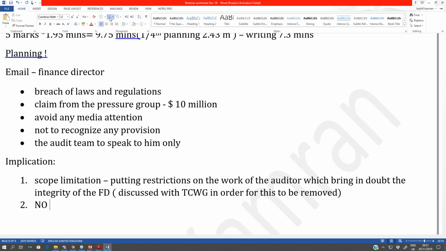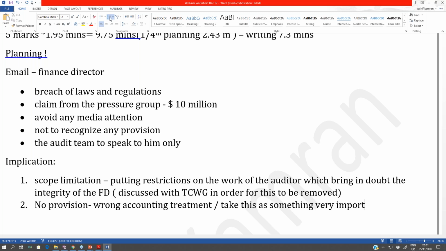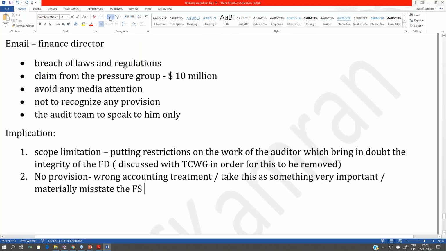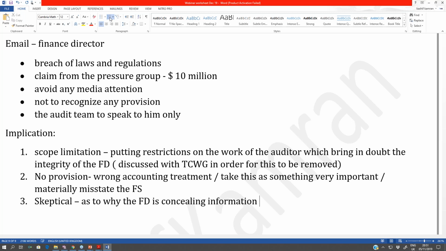Second issue, no provision. He doesn't want a provision to be recognized, which is a wrong accounting treatment, and the auditor needs to take this as something very important, because this is a wrong accounting treatment, and this might materially misstate the financial statements if the provision is not recognized. So I need to be skeptical. I need to think about my actions. I need to be skeptical as to why the finance director is concealing information, and why he is not recording a liability.